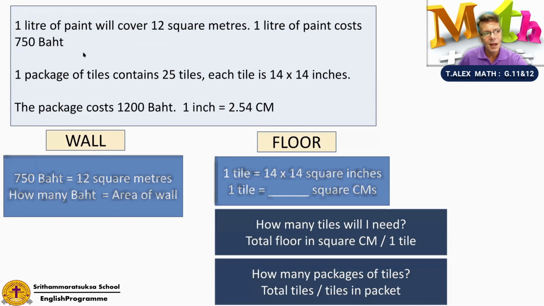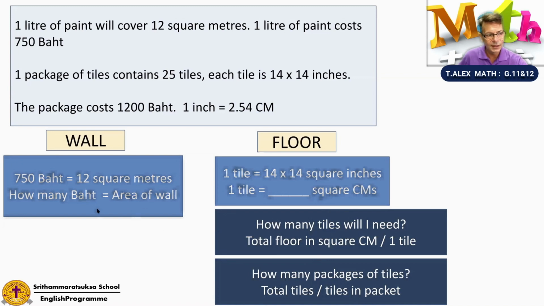Finally, look at the tiles. They are 14 inches times 14 inches. You need to change inches to centimeters because your area is given to you in meters. So one tile is 14 times 14 square inches. You need to work out what one tile is in centimeters. How many tiles will you need? Well, you need to change the floor into square centimeters and then divide by the tiles. Now you know how many tiles you need. There are 25 tiles in each package, so you can figure out how many packages of tiles you need.